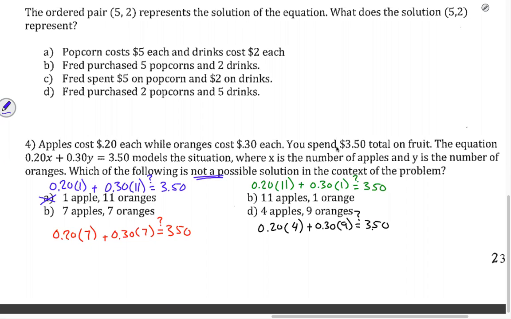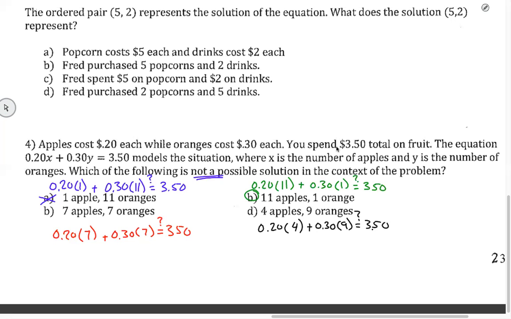Angela, what did you get for the green B? 2.50. You got 2.50. Well, I guess that one's the answer, because that one didn't work.